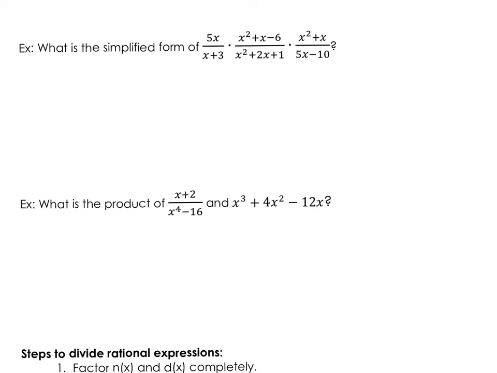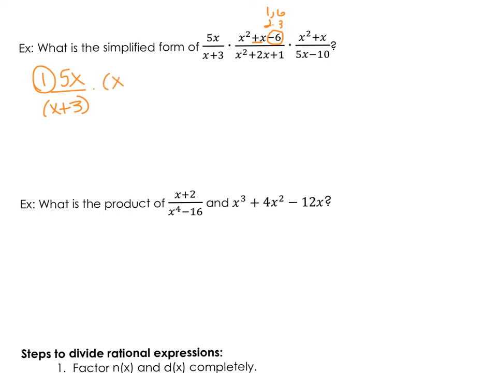The first one is 5x over x plus 3. Well, in the numerator, 5 times x, nothing factors, so we'll leave that. And in the denominator, x plus 3, nothing factors out of that one. I'm going to go ahead and put that in parentheses for later. Step 2, the second rational expression, x squared plus x minus 6. So we want numbers that multiply to get negative 6, but also add to get positive 1. 6 breaks down into 1 times 6 or 2 times 3. If we do negative 2 and positive 3, we'd get positive 1 when we add.